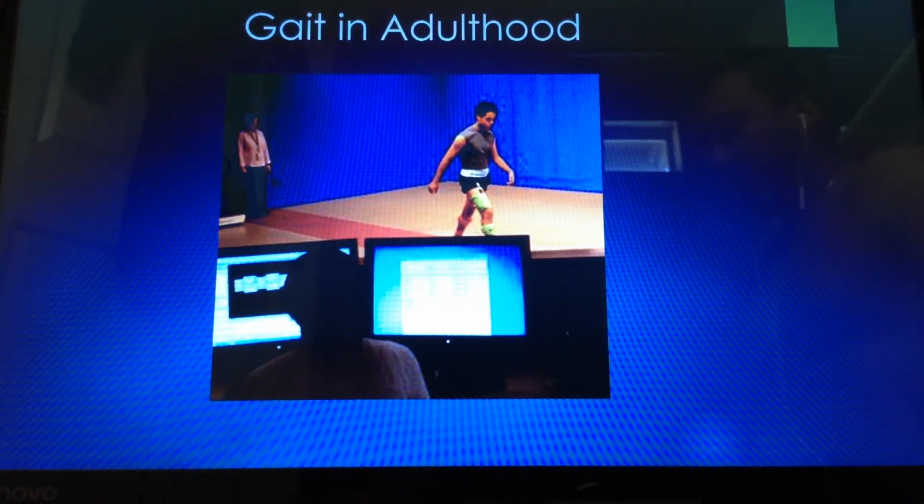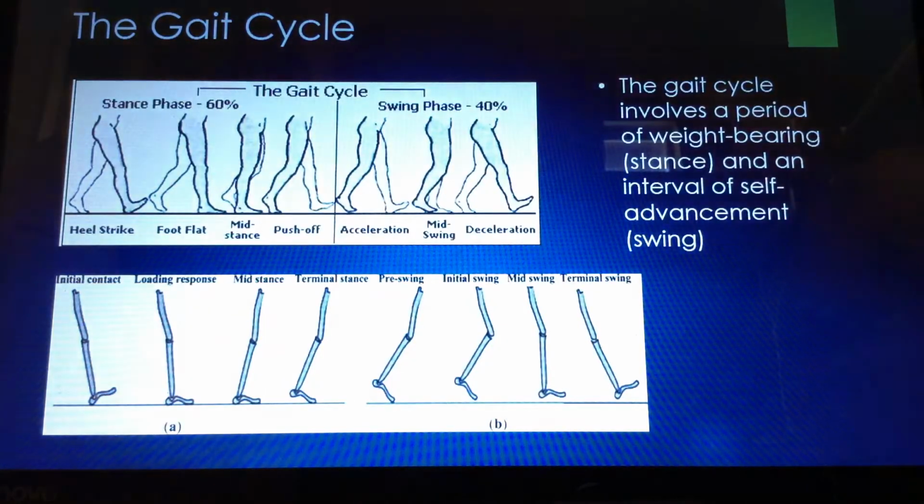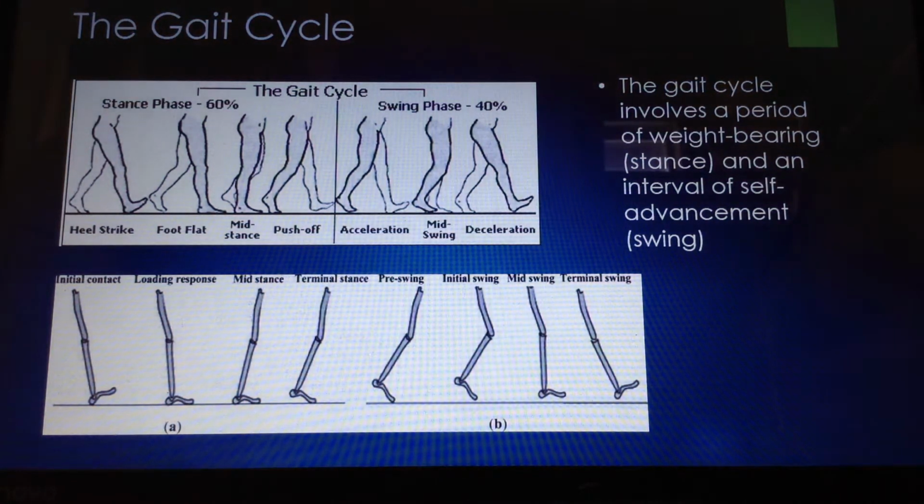His pelvis rotates to allow the full range of leg motion and oppositional movement of the upper torso compared to the lower core. A gait cycle involves a period of weight-bearing, stance, and an interval of self-advancement, which is swing. During the normal gait cycle, approximately 60% of the time is spent in stance and 40% in swing. Exact duration varies with walking speed.